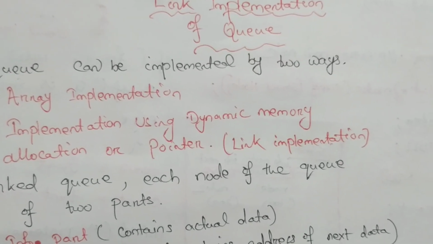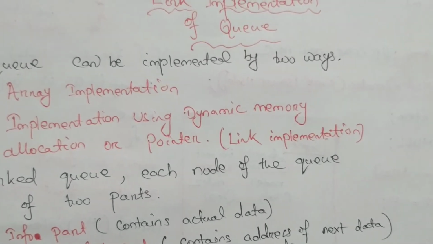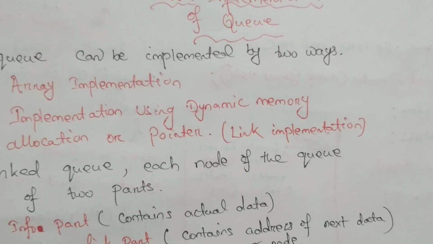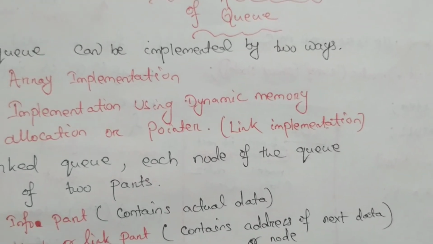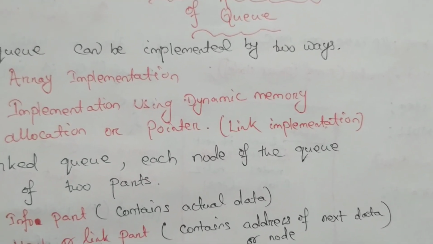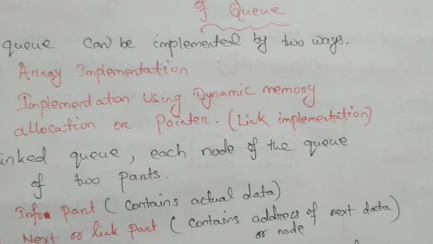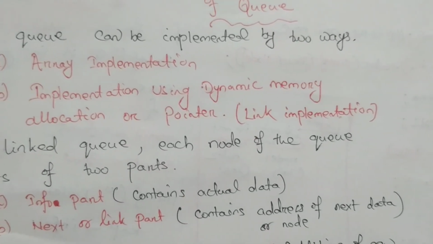Namaskar everyone. Today we'll study link implementation of queue. Generally, a queue can be implemented in two ways: array implementation, and implementation of queue using dynamic memory, that is pointers, which is called the link implementation of queue.